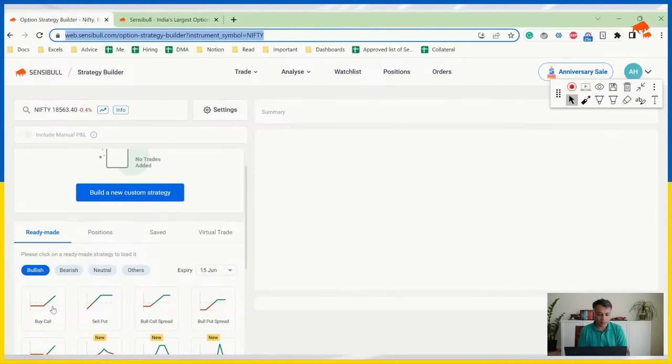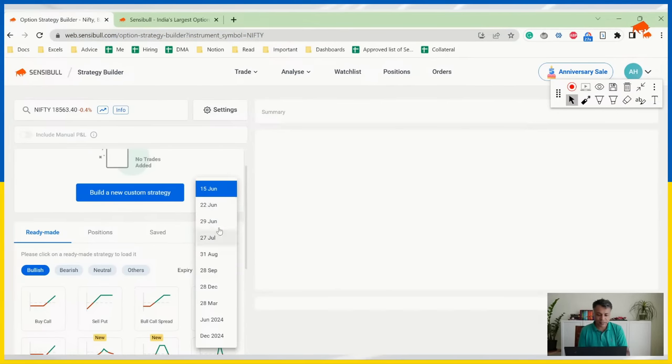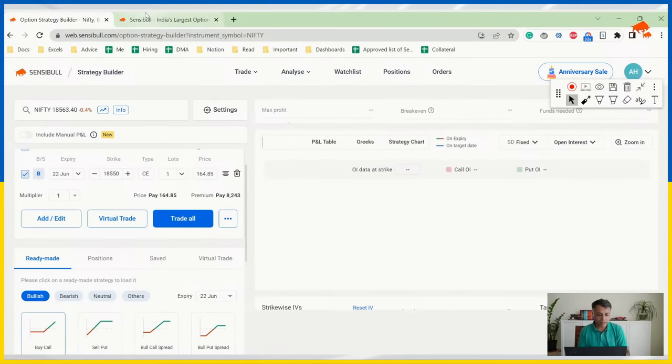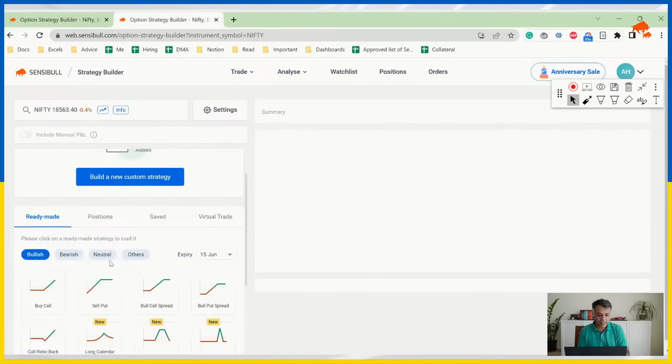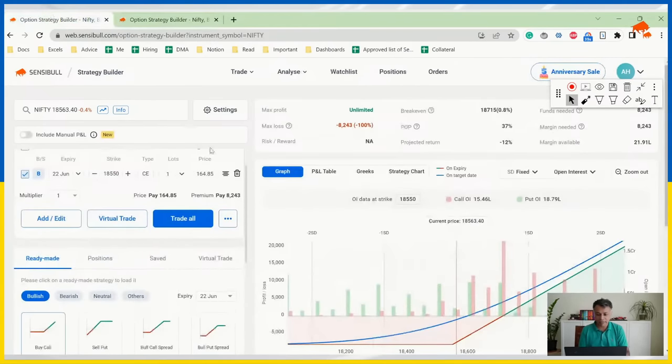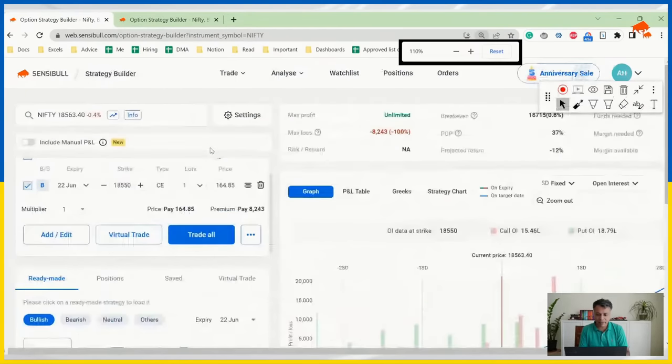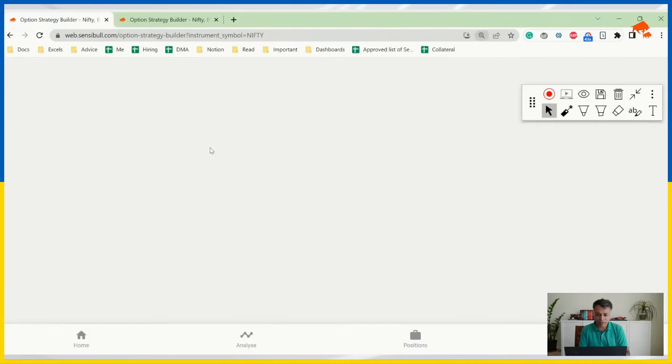So I'm going to put two options. It is 2 weeks, so I'm going to put the 22nd June expiry. I'm going to put buy call and sell put. Buy call and sell put. This is the most elementary comparison everyone has. Should I buy a call and sell a put? So I'm going to magnify the screen a little bit. Forget the payoff graph.